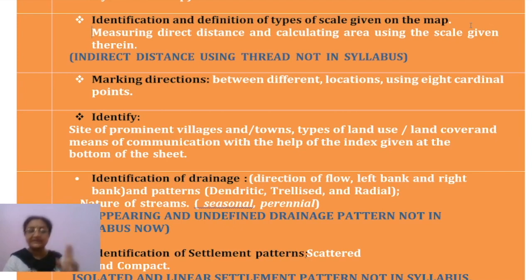That means in our syllabus earlier, there were 2 types of distance measurement. One was direct, the other was indirect, with the help of thread and all, we used to measure that. Now this time, it's only direct distance which will come in the exam. And the indirect distance has been taken out totally. And calculation of area is there as in the earlier papers. This time also the calculation of area will be there. Then next is the marking of directions between different locations, or using 8 cardinal points. All these are in the syllabus.